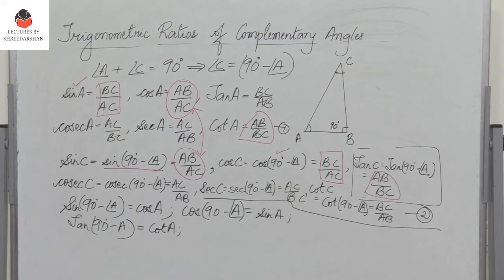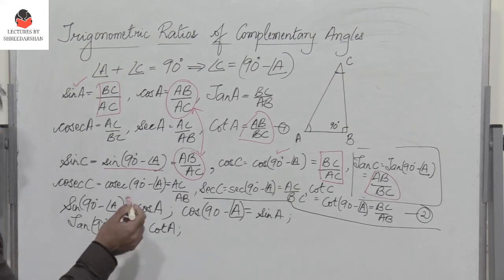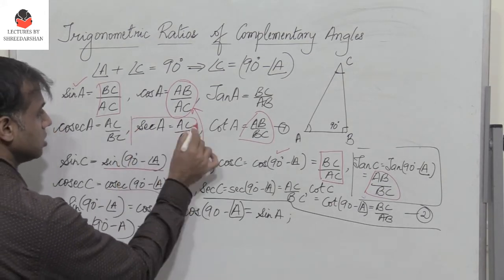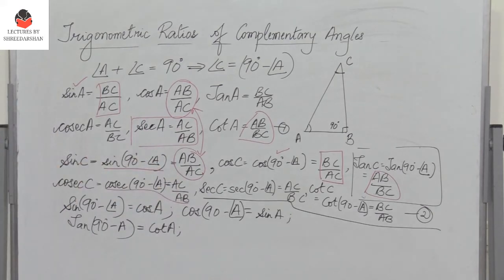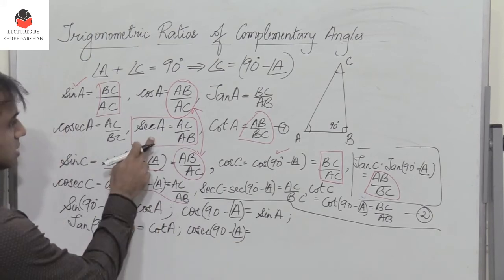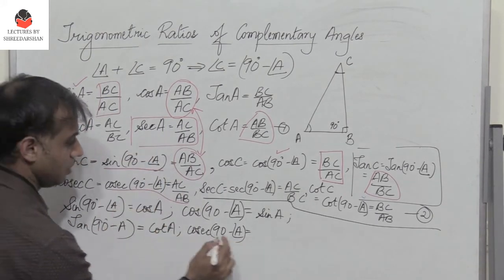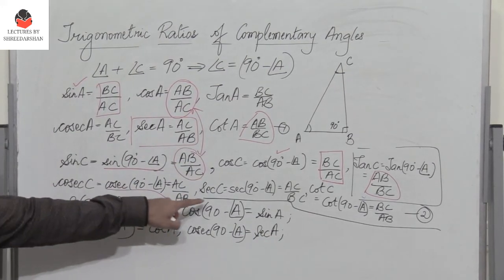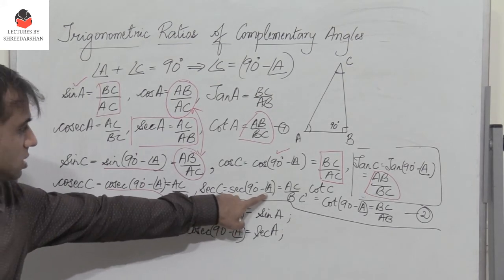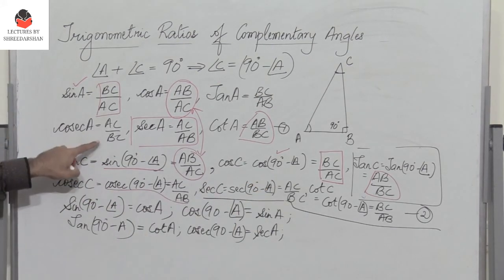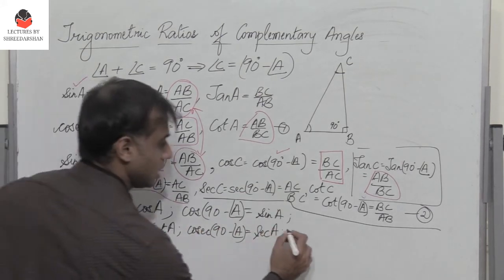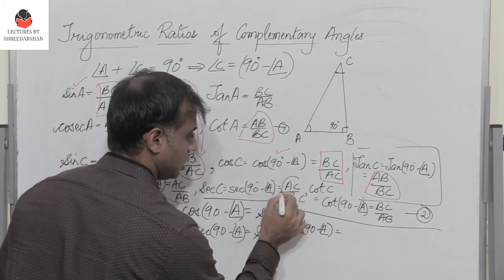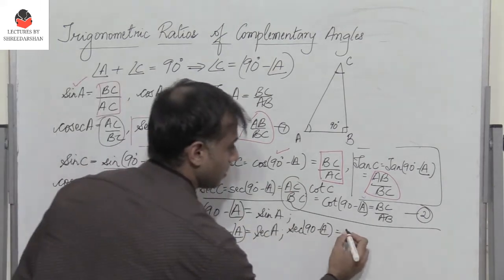Now what about the remaining three? So can we identify? Yes, of course. So I have here, if I observe, cosecant 90 minus A is AC by AB. Where is AC by AB? Which is secant A. Right? So cosecant 90 minus A is secant A, which is AC by AB. Next, I have secant 90 minus A. So what is secant 90 minus A? It is AC by BC. So I have AC by BC here, which is cosecant. So secant 90 minus angle A, which is AC by BC, is cosecant A.